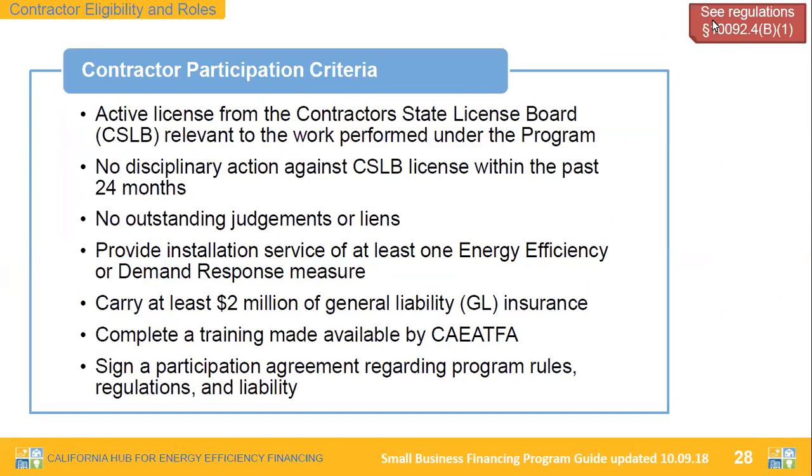This slide describes what state law requires of a contractor, namely a license, and some additional requirements that CAEATFA has put in place. The licensing requirement is a big differentiator between the project developer and contractor roles. These contractor requirements will look familiar to those of you who are aware of our residential program. As you can see, only a contractor can install and certify measures, certify that work was completed according to code, and that all permits were pulled and finalized.